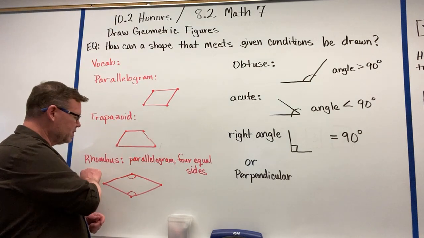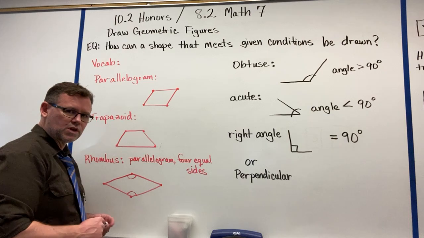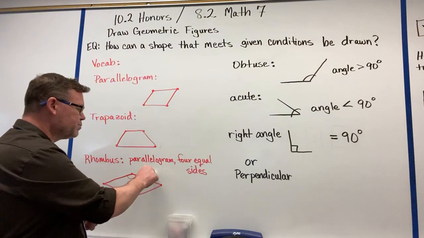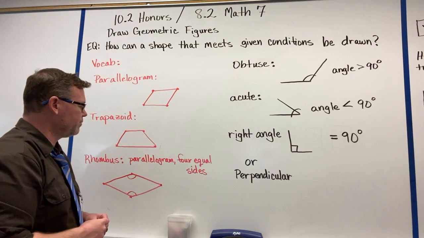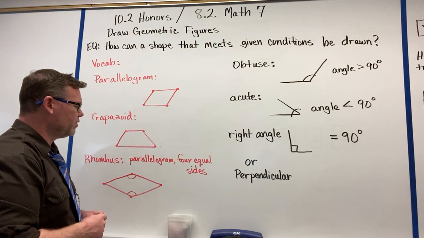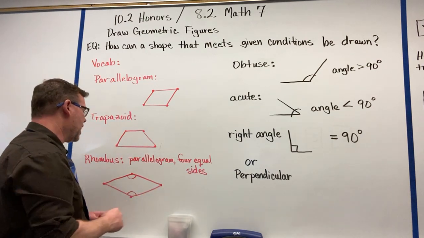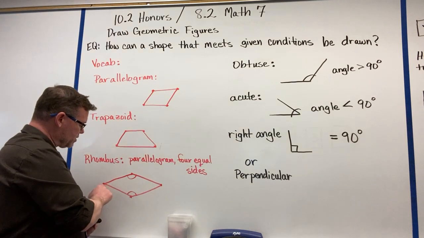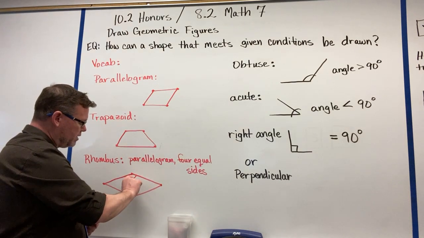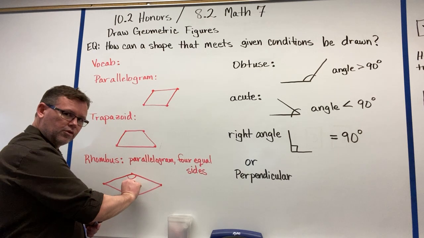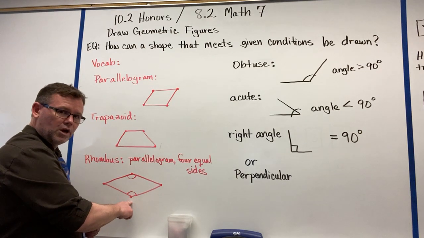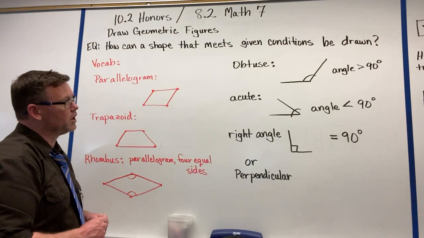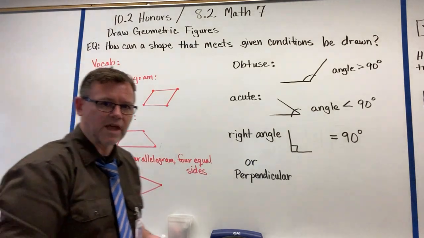A rhombus, here's the difference in a rhombus. Sometimes it's not clearly defined, okay? A rhombus is a parallelogram, except you have 4 equal sides, so all these sides are equal to each other, right? And then these two obtuse angles are also equal. In other words, if this was 140 degrees, then this would also be 140 degrees. Okay, guys?